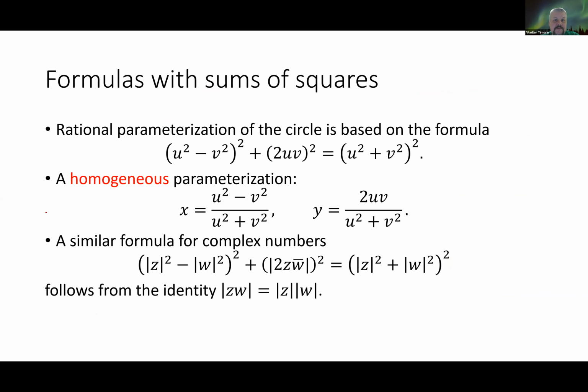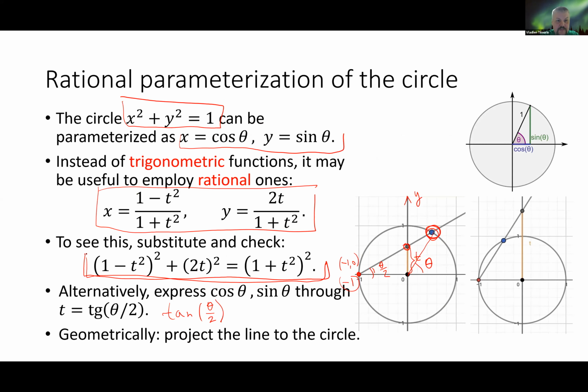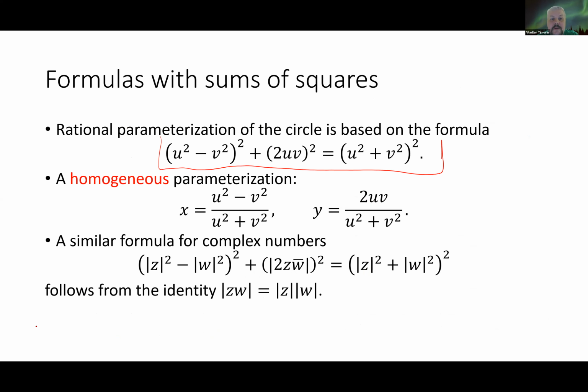So, some formulas with sums of squares based on what we already saw when parameterizing the circle. The rational parameterization of the circle is based on this formula. The only difference with the formula we had before: let me show here. This is the formula we used, and in this formula, we had just one parameter t. And now in the new formula, we have two parameters, u and v.